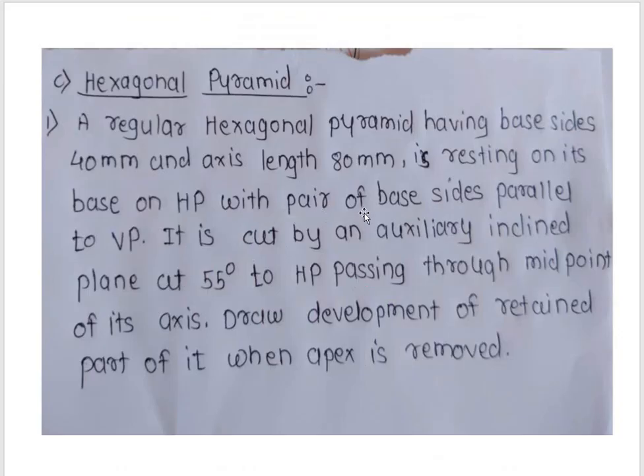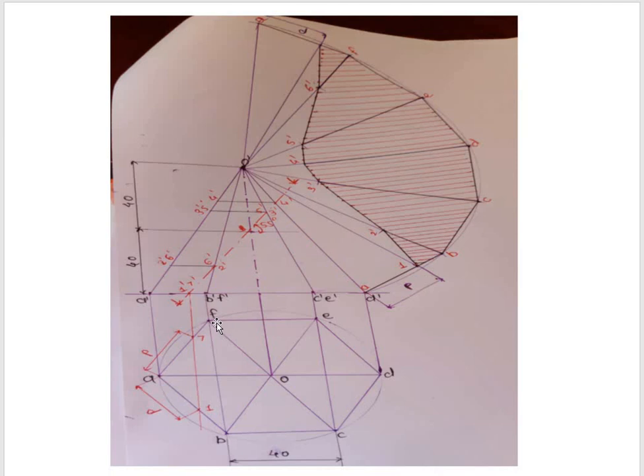As they have mentioned, a pair of base sides is parallel to the VP, which means two sides of the hexagon are parallel to VP. You have to draw the hexagon in this fashion only. After completing this hexagon, name it A B C D E F. After that, simply project these points up to the XY line.